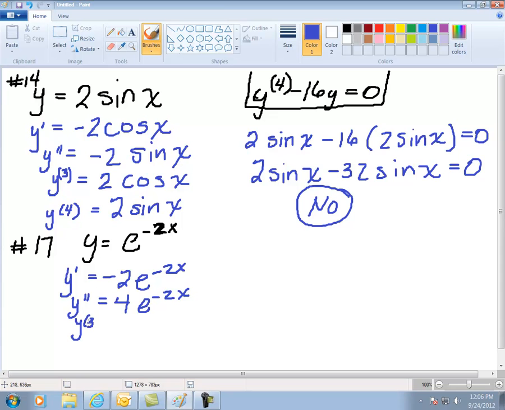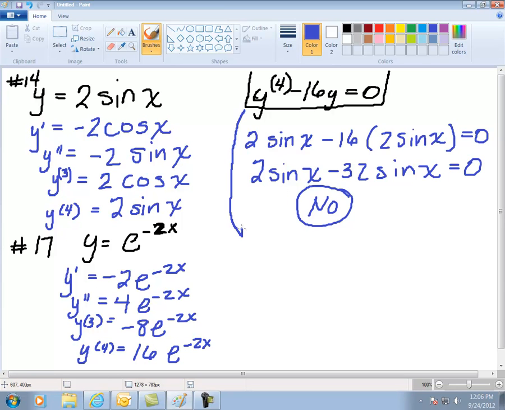Third derivative, I've got the minus 2 times a positive 4. That's going to give me minus 8 e to the minus 2x. And the fourth derivative, which would be a negative 2 times a negative 8, positive 16 e to the minus 2x. And now I can plug that back into here.